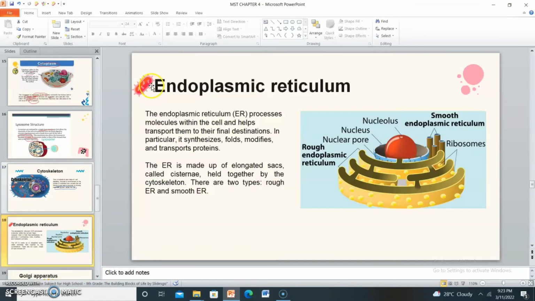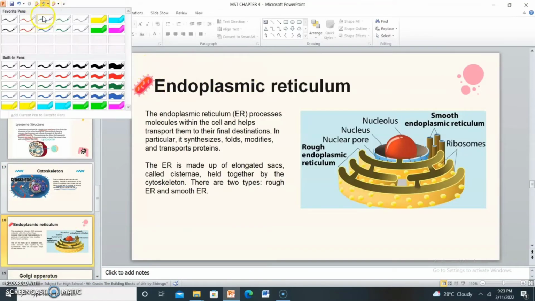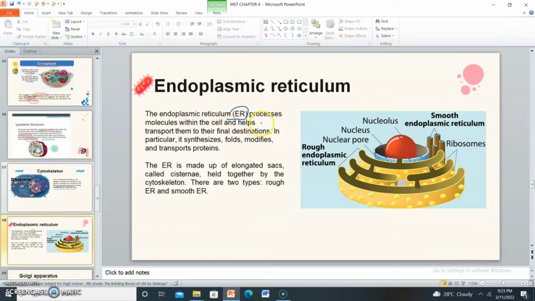And the next one is the endoplasmic reticulum. The endoplasmic reticulum processes molecules within the cells and helps transport them to their final destination. In particular, it synthesizes, holds, modifies, and transfers proteins. The endoplasmic reticulum is made up of elongated sacs called cisternae, held together with the cytoskeleton. So there are two types of endoplasmic reticulum, rough endoplasmic reticulum and smooth endoplasmic reticulum.